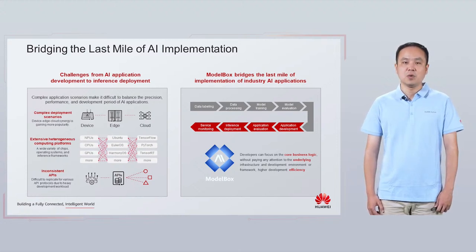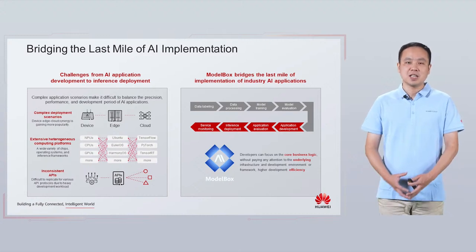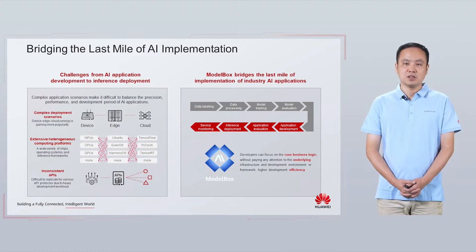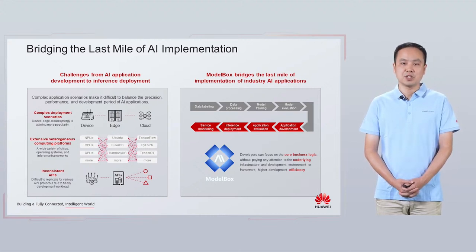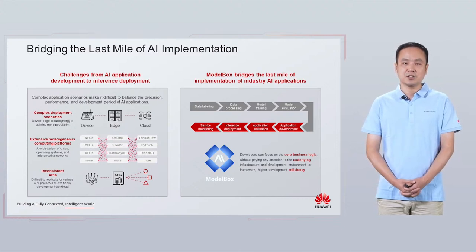To solve these challenges, we upgraded the one-stop AI development platform, ModelArts, and released ModelBox. ModelBox enables models to run more efficiently with unified formats and APIs. With ModelBox, developers can develop cross-platform AI applications with high performance. You do not need to focus on underlying technical details anymore, and your development efficiency can be significantly improved. You can train and optimize your models on ModelArts, then use ModelBox to develop and integrate applications based on the trained models. ModelBox enables you to deploy the applications on different devices, edge, and the cloud with just one click, bringing the last mile of the implementation of industry AI applications.